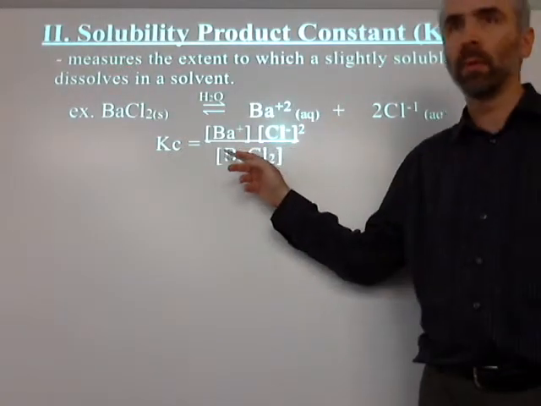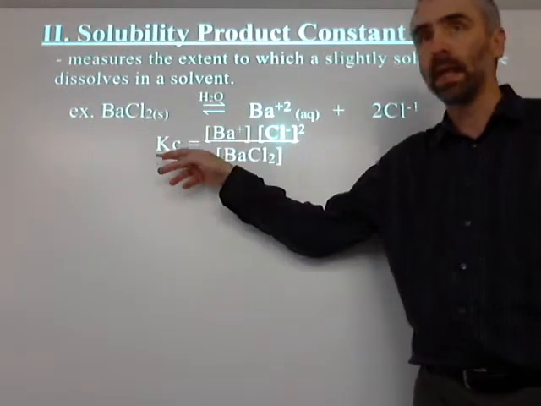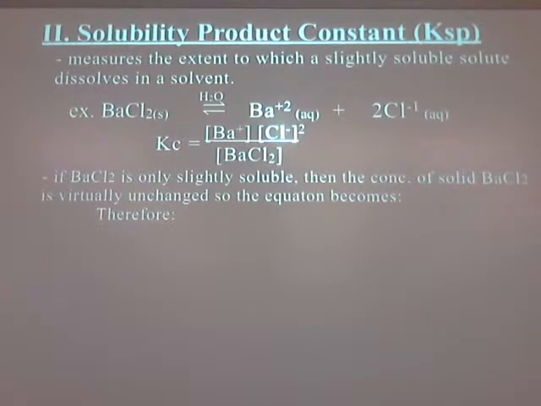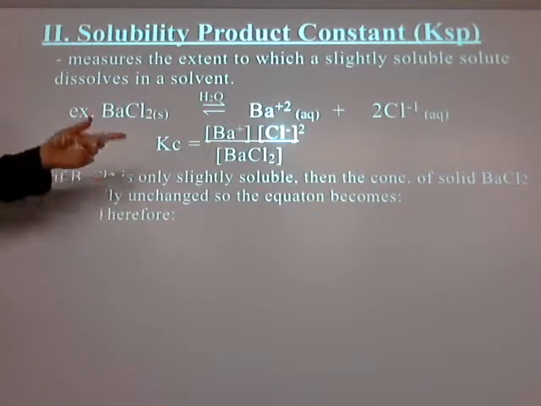We did that before with water. Remember when we did it with water, from Kw to Ka? We made Ka. Now we're going to make Ksp, okay? Because that barium chloride, the one on the left, is not going to change much. It's basically constant, because so little of it actually dissolves. Therefore, it's kind of redundant.